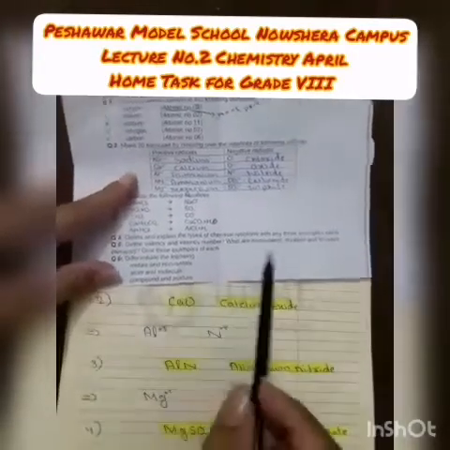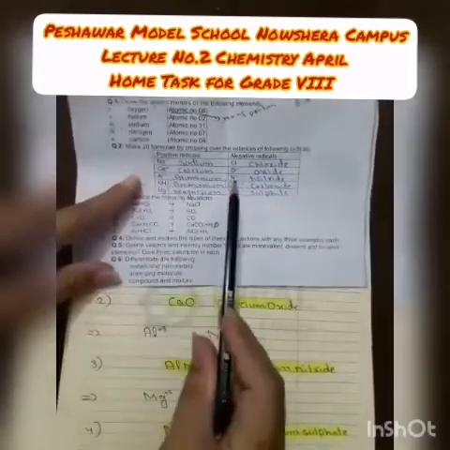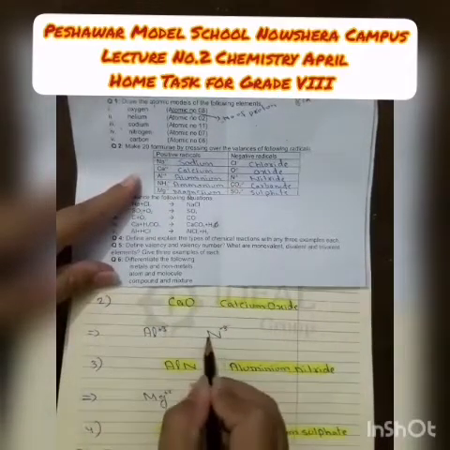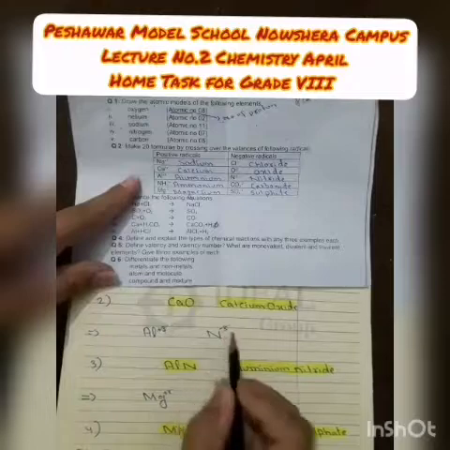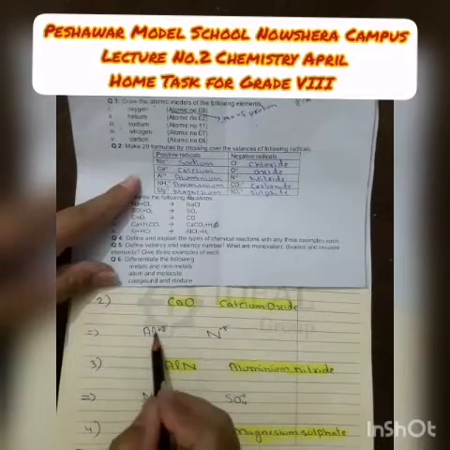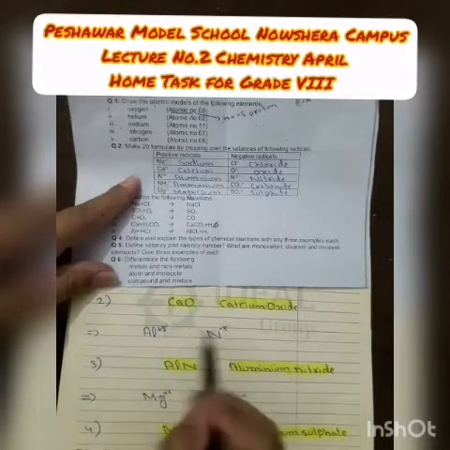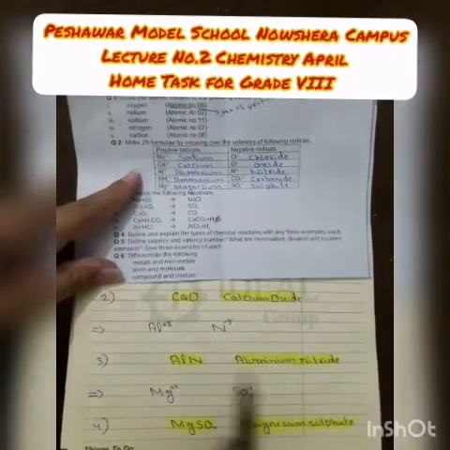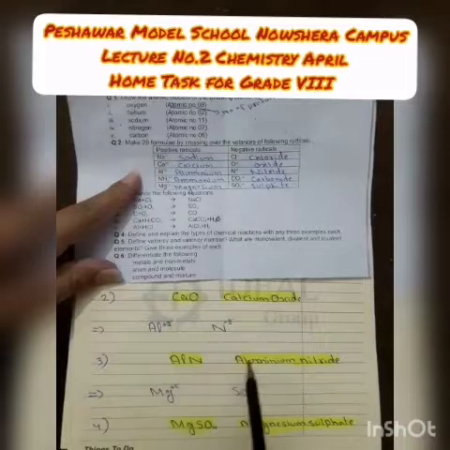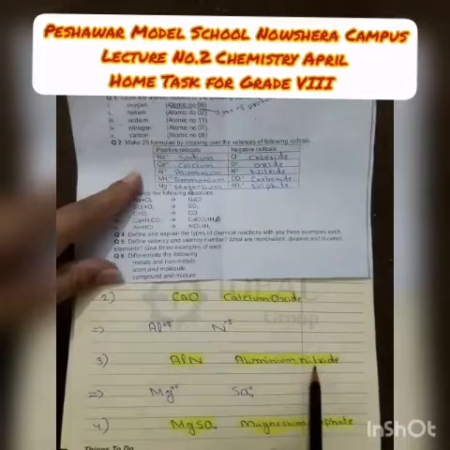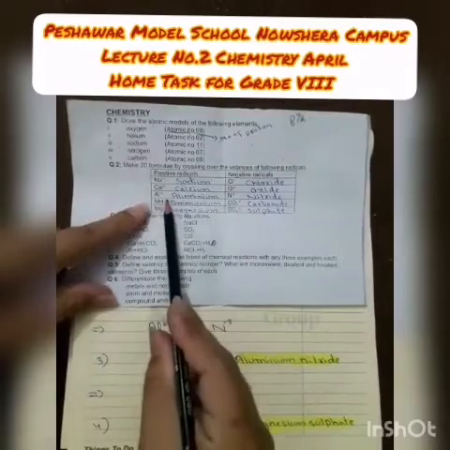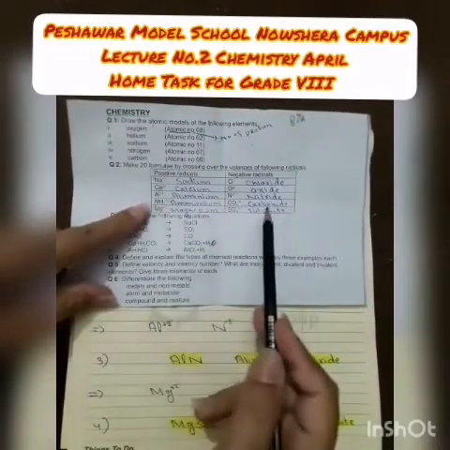Now number third one is aluminium and nitride. Aluminium symbol is Al+3 and nitride symbol is N-3. Both have the same values. Aluminium is +3 and nitride is -3. Both have the same valencies. The valencies are cancelled with each other. Combining both the symbols, aluminium nitride is formed. Now leave this one because the valencies are different.